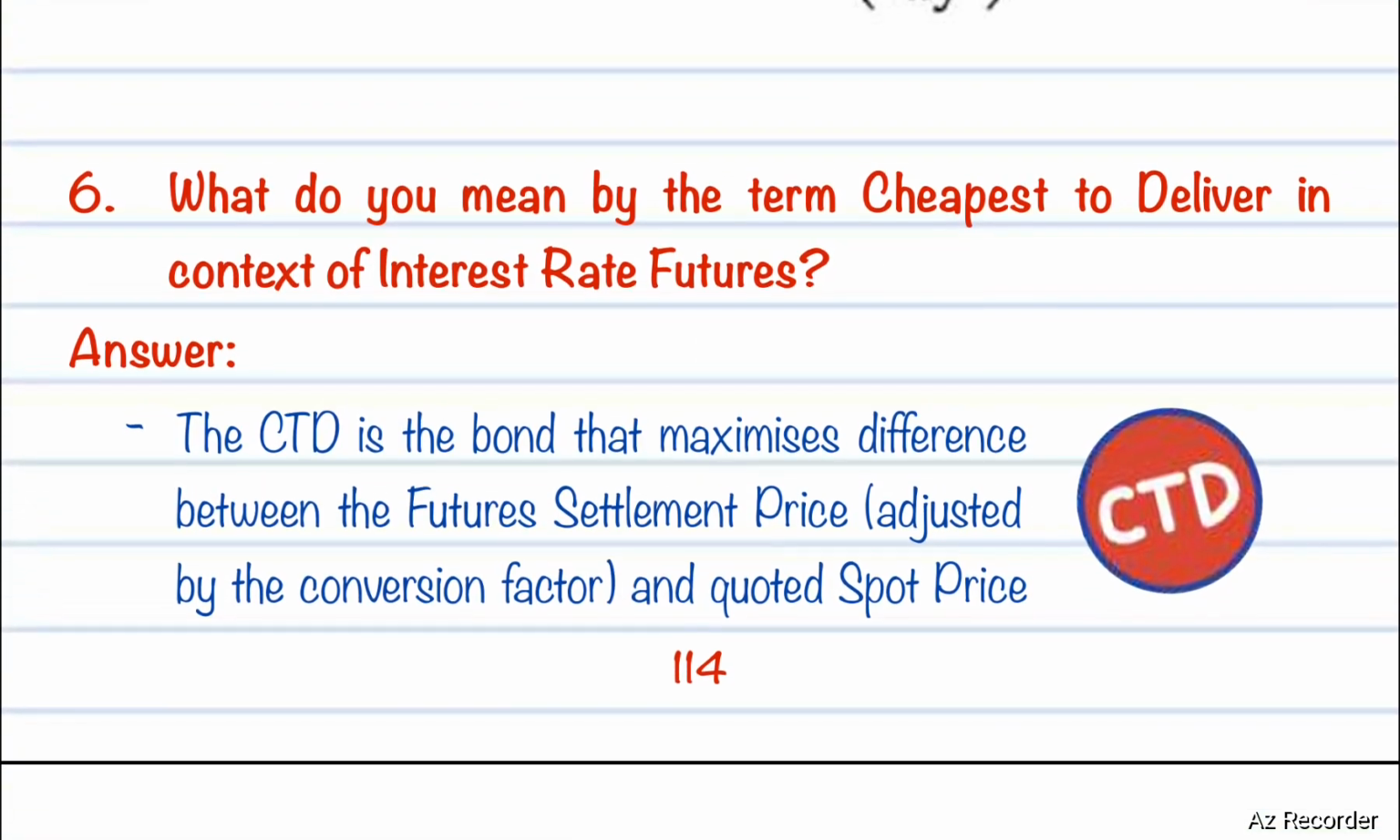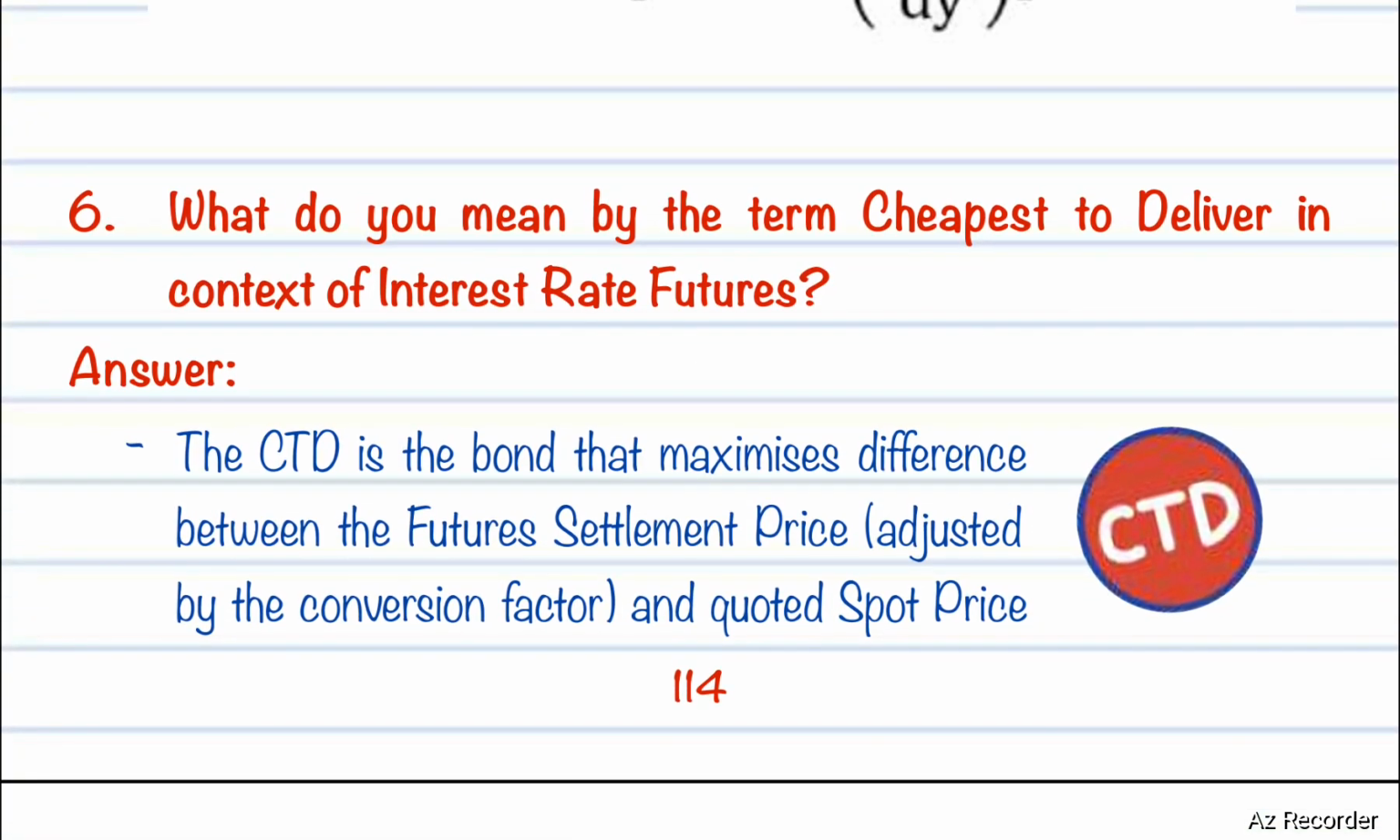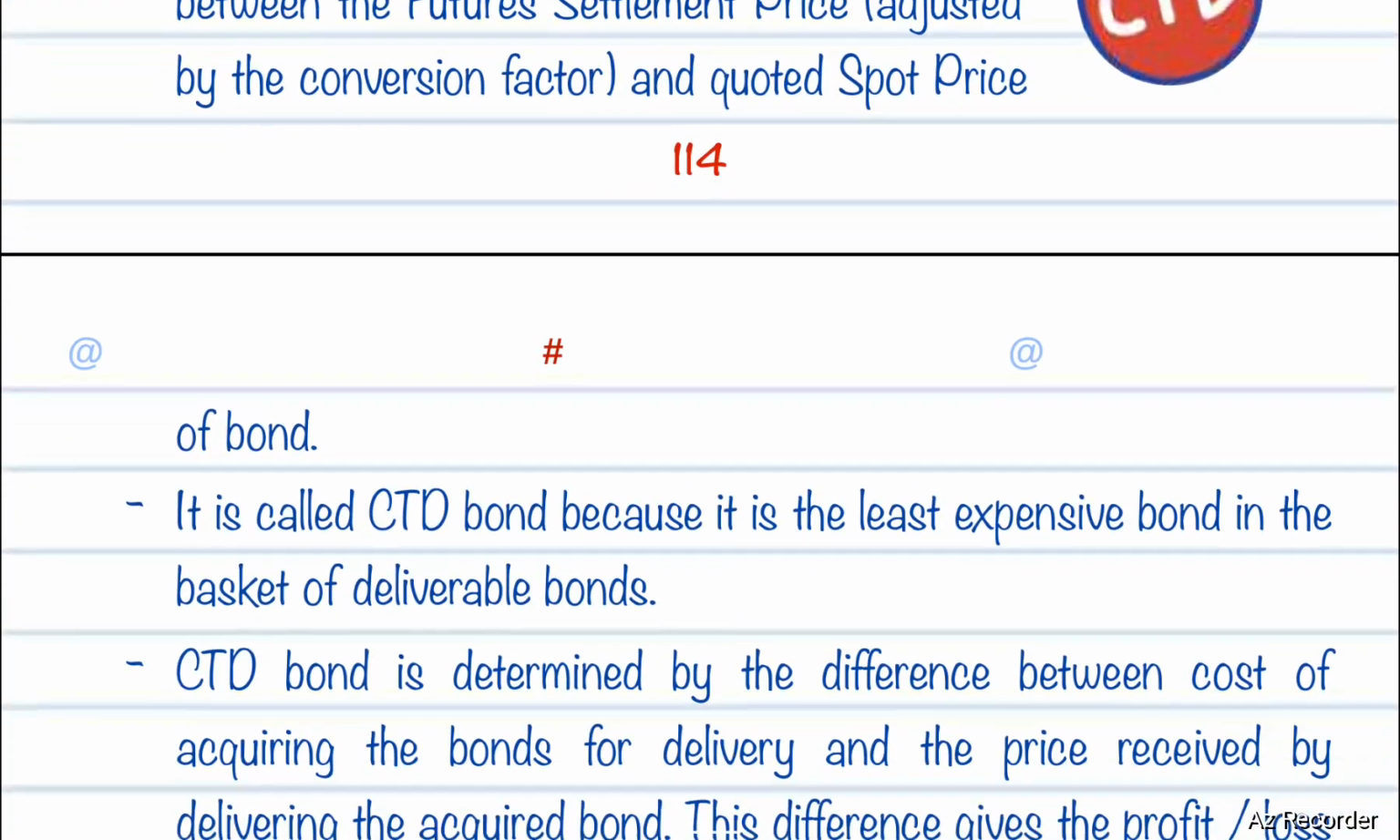What do you mean by the term cheapest to deliver? Cheapest to deliver in the context of interest rate futures. The cheapest to deliver is the bond that maximizes the difference between the future settlement price, that is adjusted by conversion factor, and the quoted spot price of the bond.